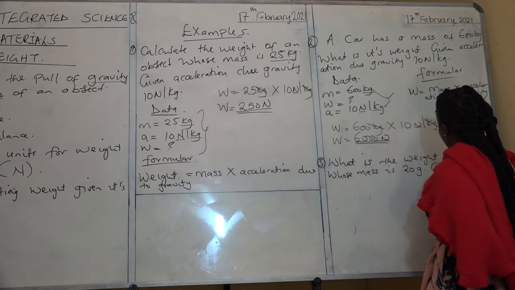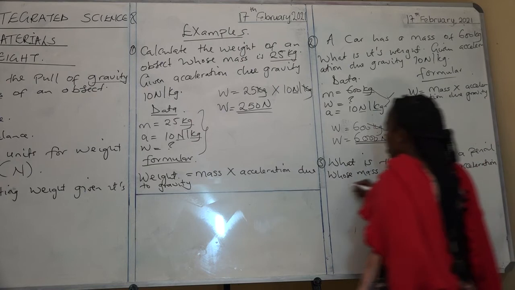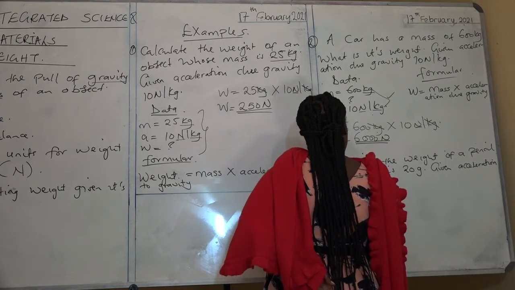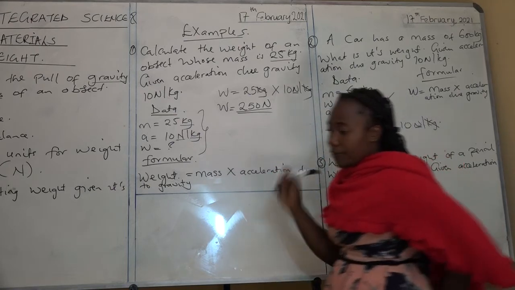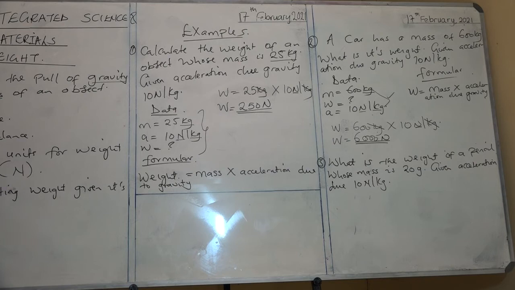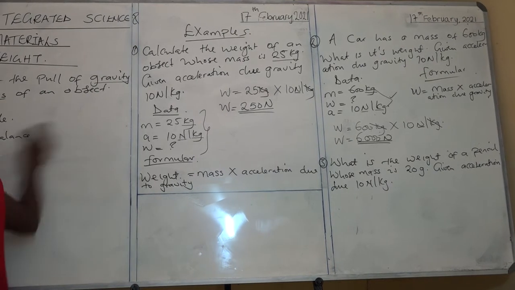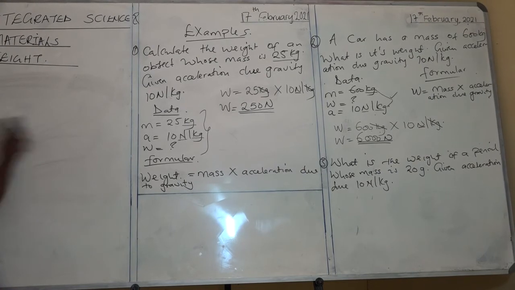Given acceleration due to gravity 10 newtons per kg. Okay? Can we use the first part of the board to calculate that one? Okay, hope you've written down for this and hope we're moving together. No one is lagging behind.